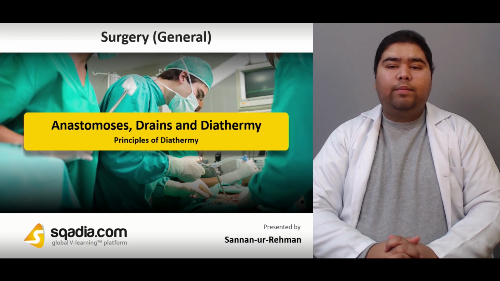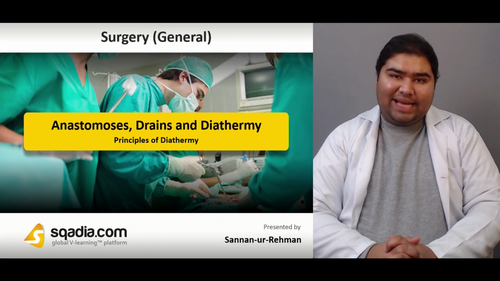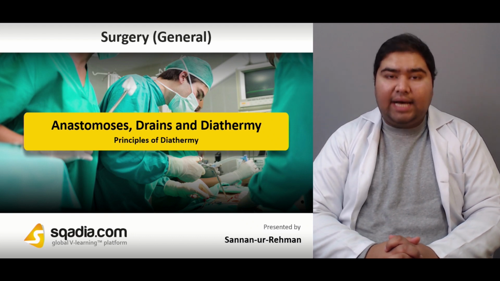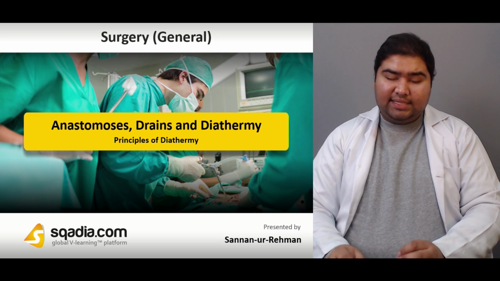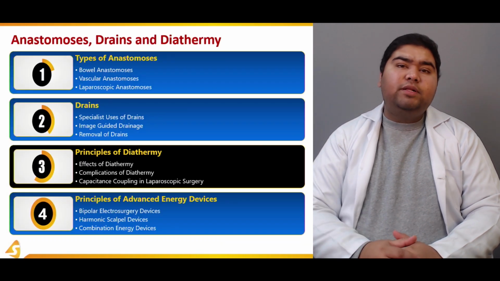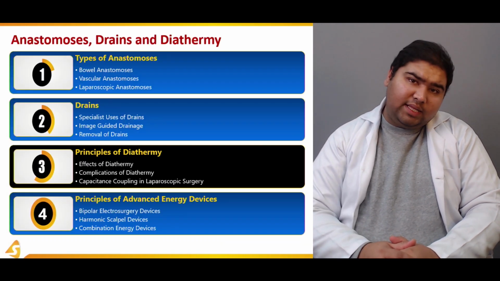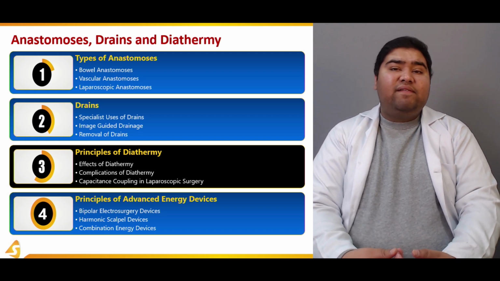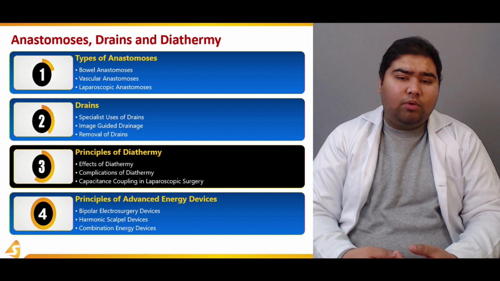So we're still talking about anastomosis, drains, and diathermies. This is the third section in which we'll deal with the diathermy. In this section, we'll talk about the principles of diathermy themselves. We'll see what they are and how they operate. Then we'll see the effects of diathermy on the human body.